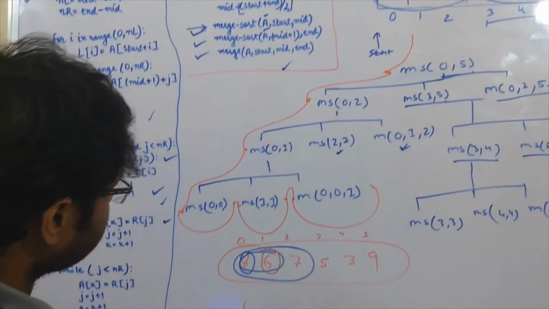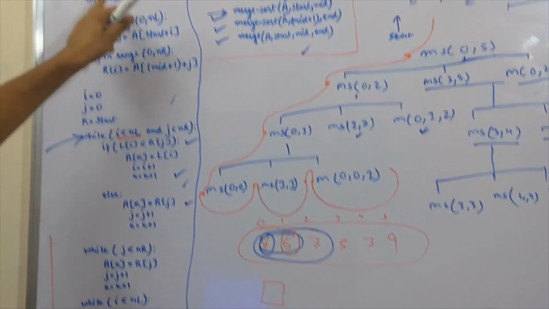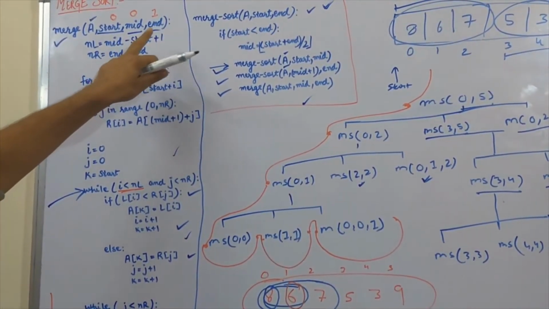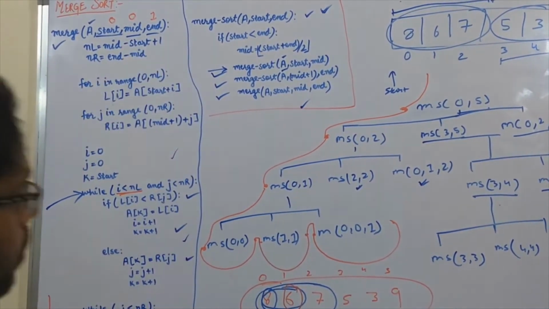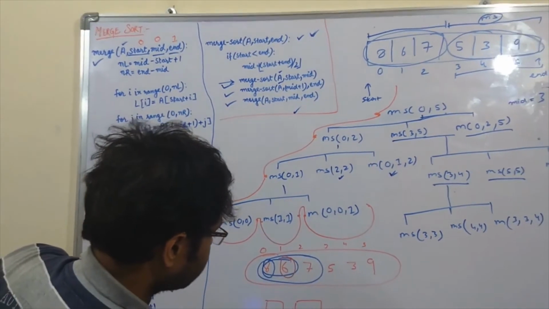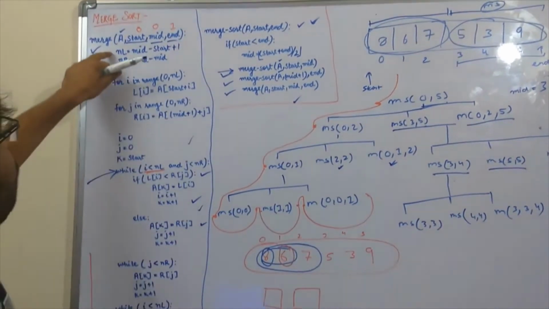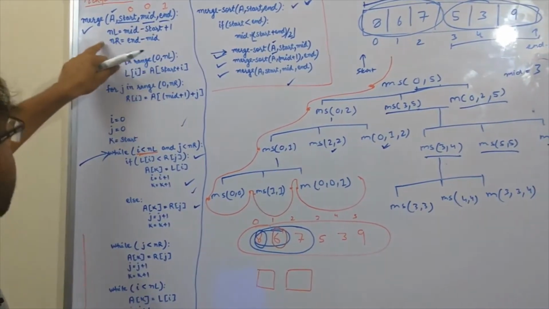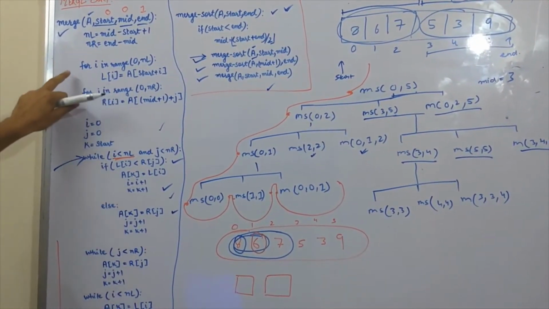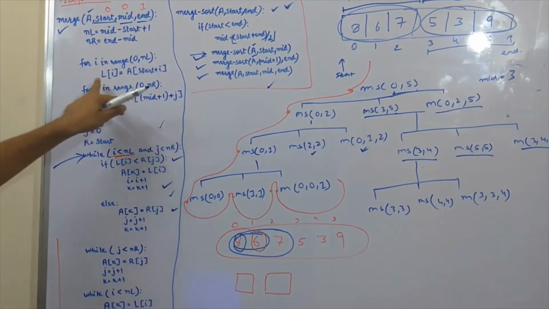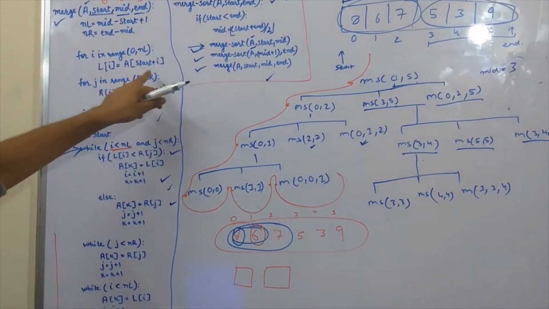So what it will do, we will create two arrays of size, what are the sizes? Mid minus start plus 1, that is 0 minus 0 plus 1, it's a one size array, and end minus mid is 1 minus 0. So we will create two arrays, and the size of the arrays, NL is also equal to 1, NR is also equal to 1. So for I in range 0 to NL, Li is equal to A of start plus I.